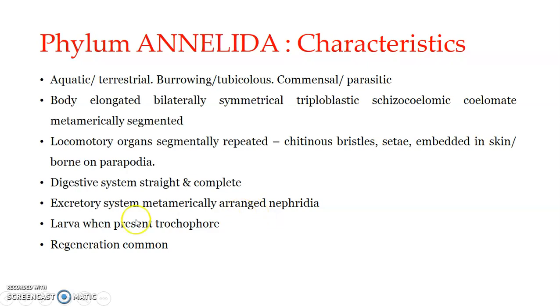And usually monoecious, that is hermaphrodites, are found. Dioecious forms are also present. Development is usually direct in the case of monoecious forms, while indirect with a larval stage in dioecious forms. When there is a larval stage, usually it is a trochophore larva. The trochophore larval stage is characteristic in case of indirect development, as already mentioned. And regeneration is also a common feature; I would not say it is reproduction, but regeneration is also exhibited by many annelids.